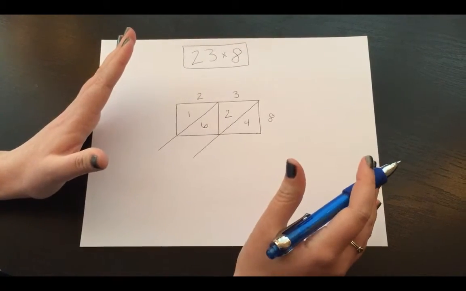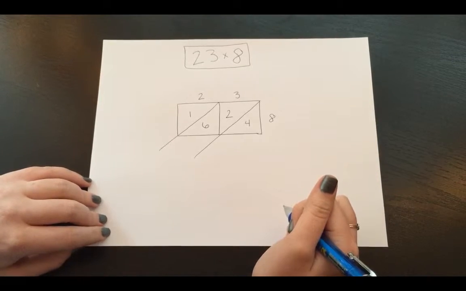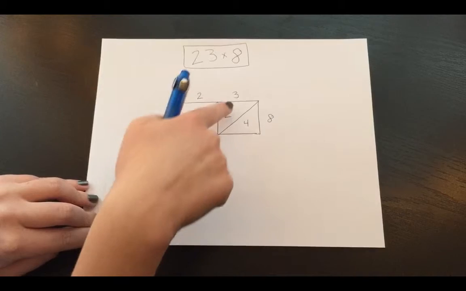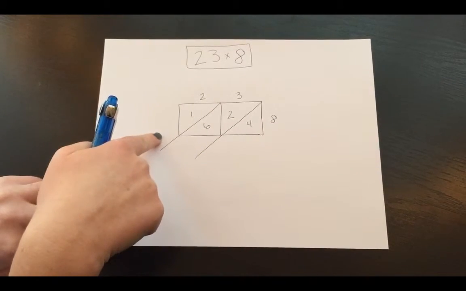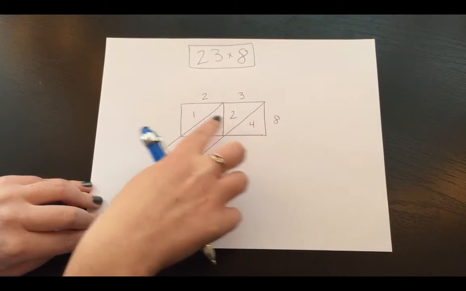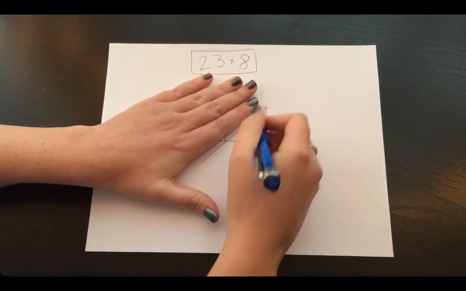The last step to the lattice method is to add down our diagonals. In my personal experience, this is the step that confuses our students the most. What these diagonal lines represent is actually the place value of the whole product, not just the subproducts we've been making in our grid. So we're going to add down our diagonal.